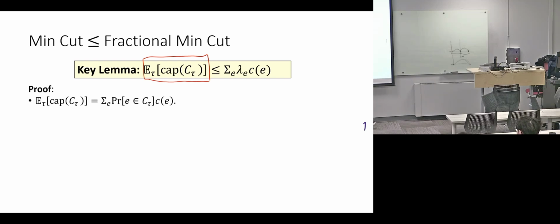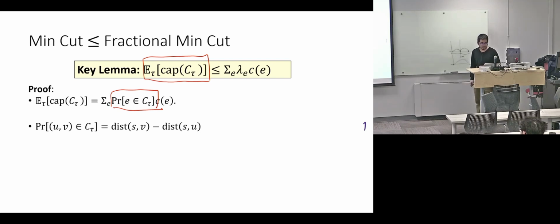Okay. Just use linearity of expectation and so on, right? Okay, so now we just need to analyze the probability that e will be cut when you choose tau randomly. Okay. So I claim that the probability that an edge uv is cut is exactly this thing.